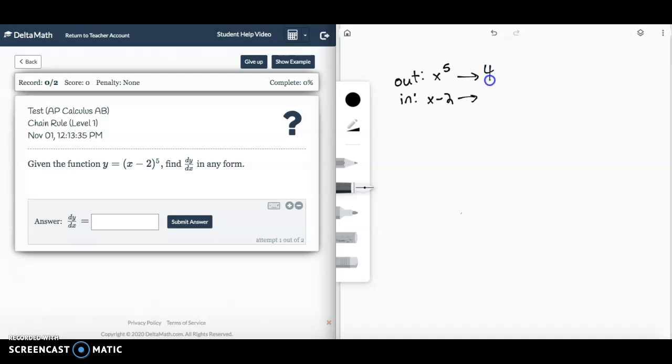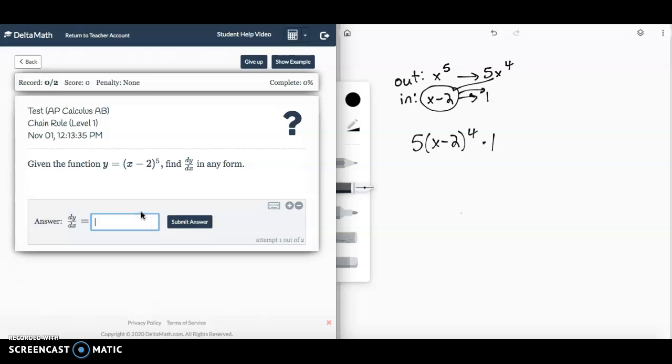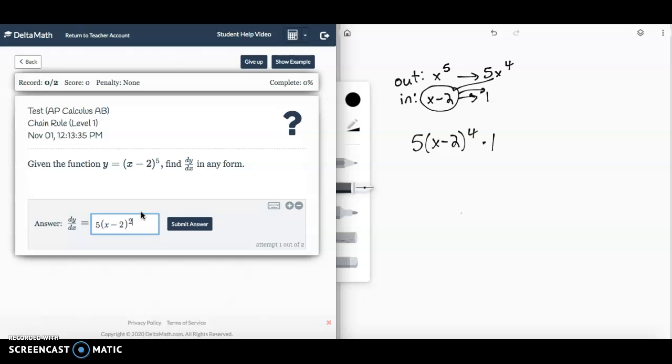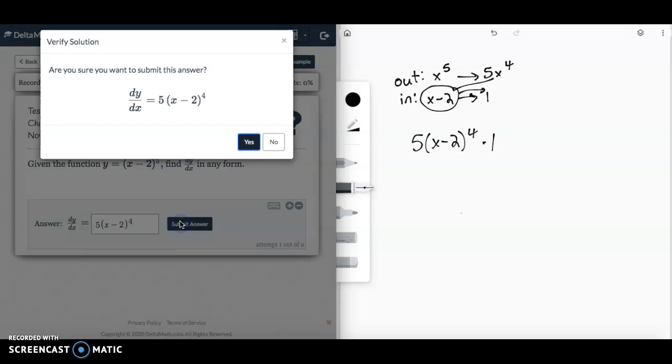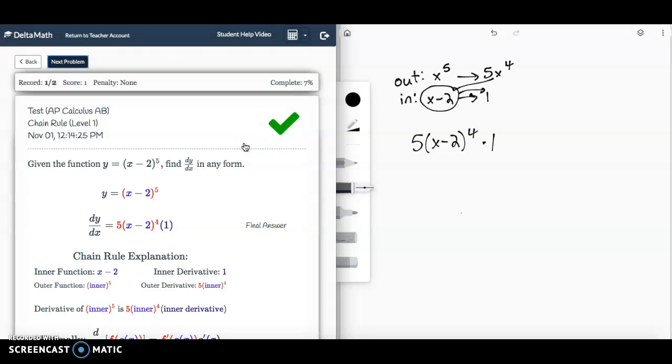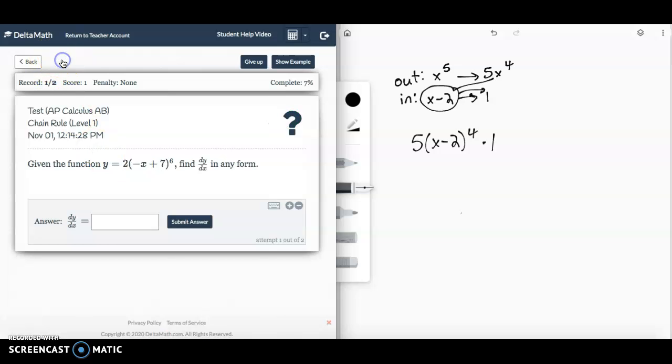Find their derivatives. 5x to the 4th. And then 1. Derivative of the outside, keep my inside the same, times the derivative of the inside. So 5(x minus 2) to the 4th power. Boom. Done. Alright, let's do one more.